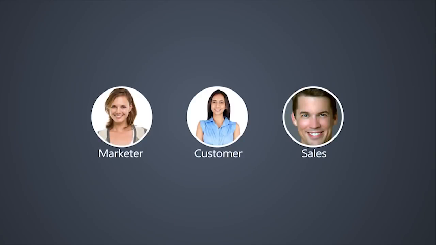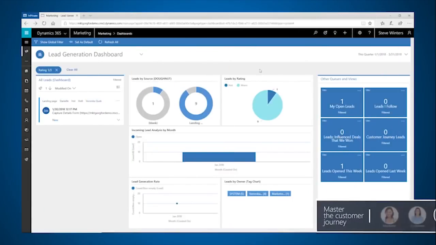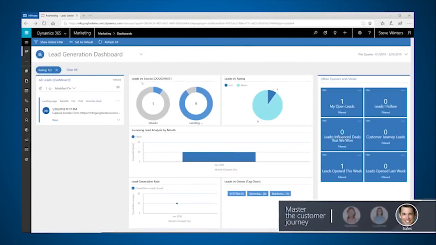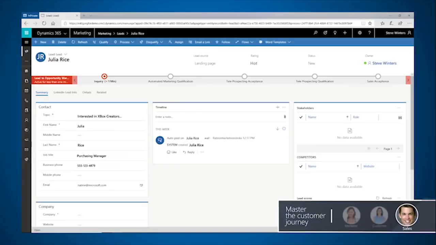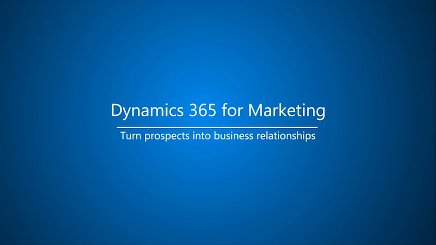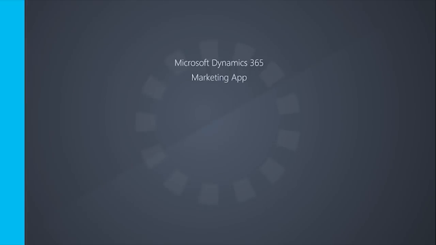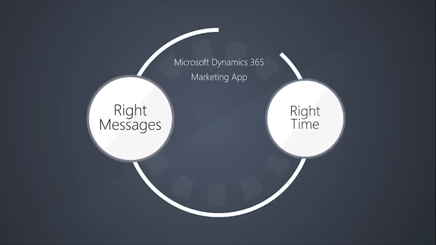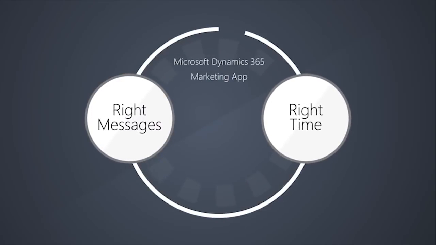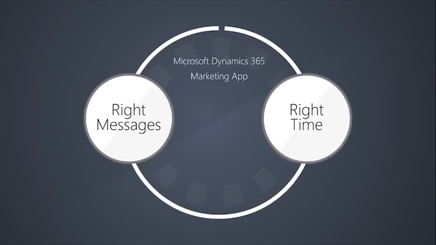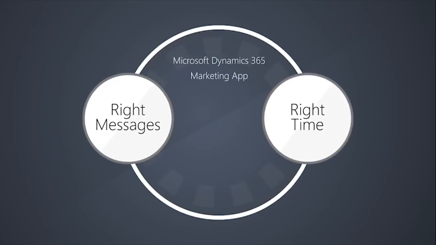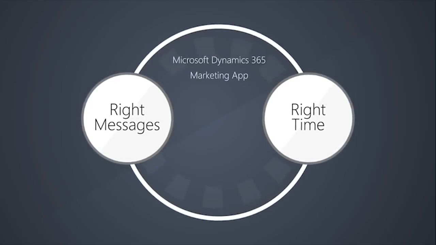Now, let's flip to the salesperson and learn how he views the customer's journey. The customer appears on his dashboard as a qualified lead that the salesperson can follow up with when the time is right. Dynamics 365 for Marketing helps you orchestrate interactive customer journeys that send the right messages at the right time and automatically nurture your best prospects. Then, it closes the loop by forwarding qualified, information-rich leads directly to sales.